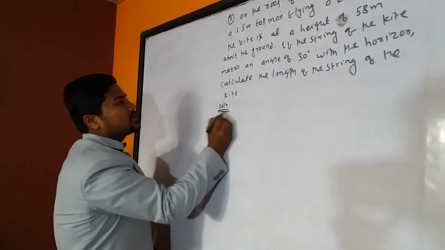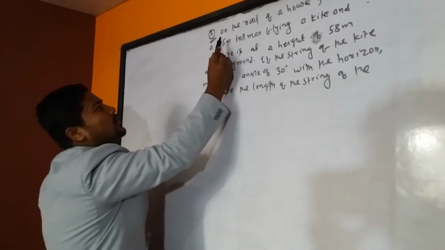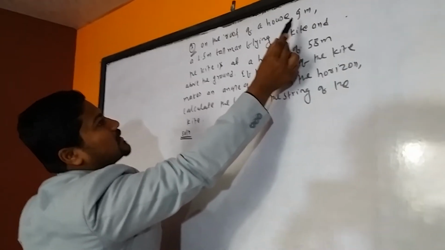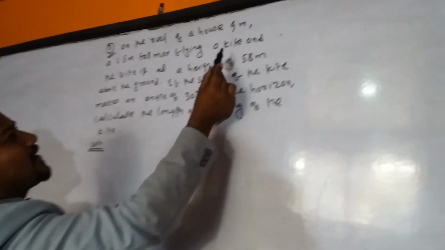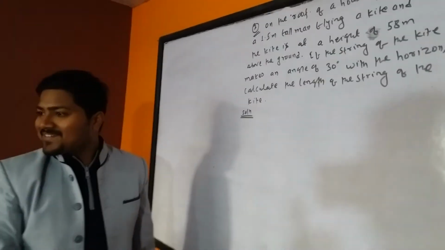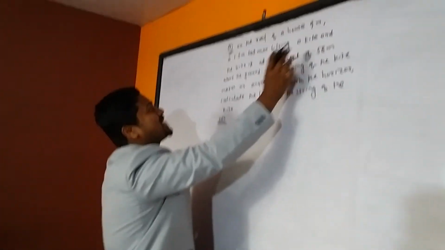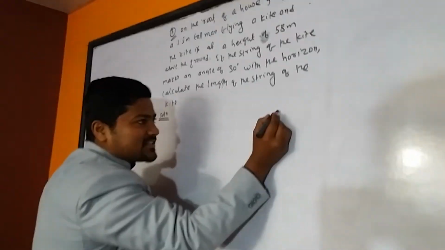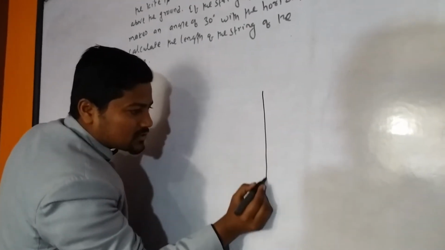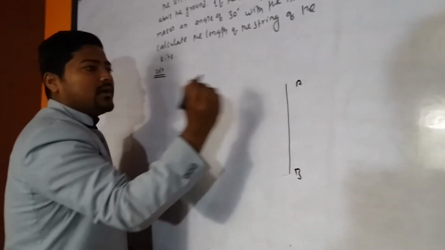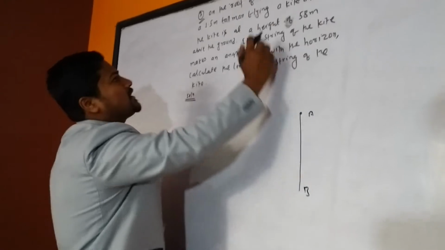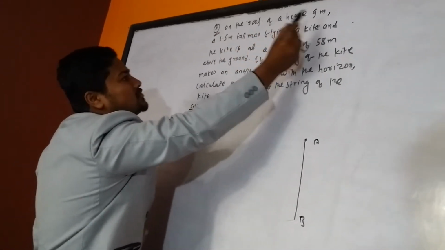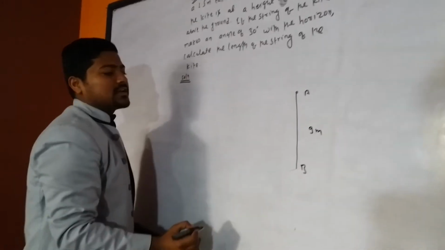So we have question number 3. On the roof of a house 9 meter, a 1.5 meter tall man is flying a kite. Suppose that this is the house, AB is a house, and the man is on the top of the roof. The height of the house is given as 9 meter. On the roof of a house, 9 meter means height of the house is 9 meter.